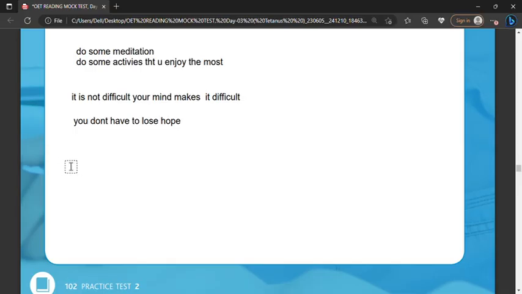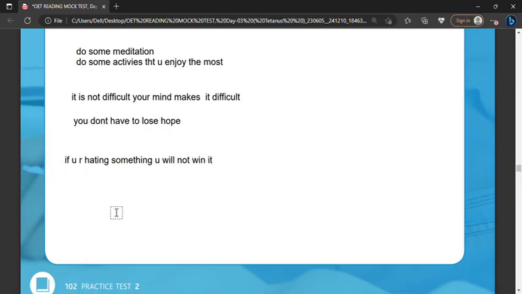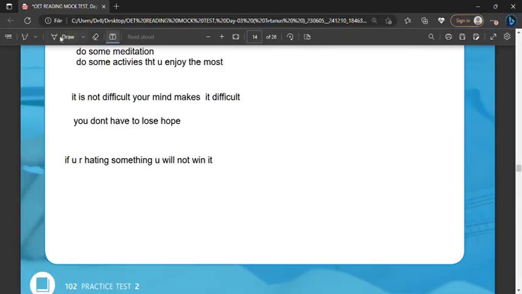For example, if a person wants to win the football World Cup but doesn't like to play football, how can we say that they can win? If you are hating something, you will not win it. So try to love reading. Your mind makes it difficult; it is not actually difficult.